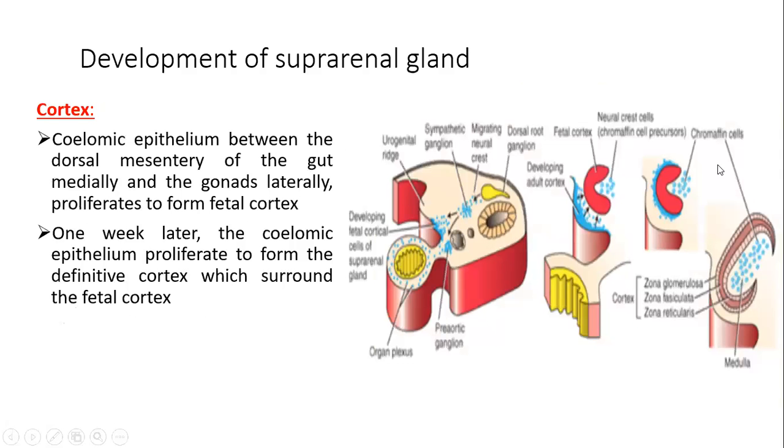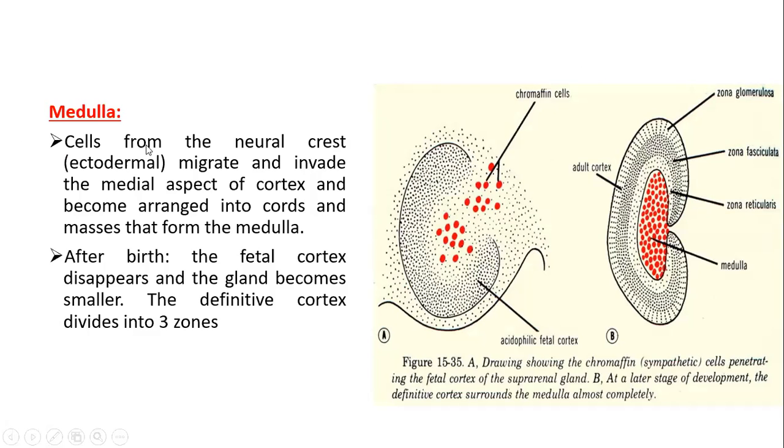So here also, if you see, there are chromaffin cells. The neural crest cells or the chromaffin cell precursors migrate here toward the fetal cortex, and then they modify themselves into the medulla. Cells from the neural crest migrate and invade the medial aspect of the cortex and become arranged into cords and masses that form the medulla.